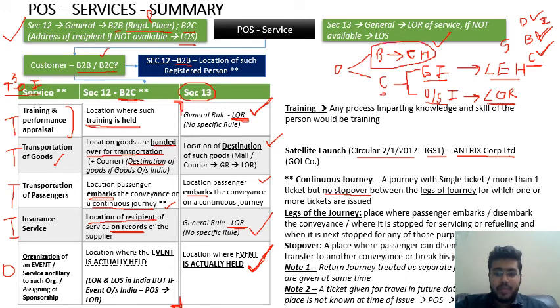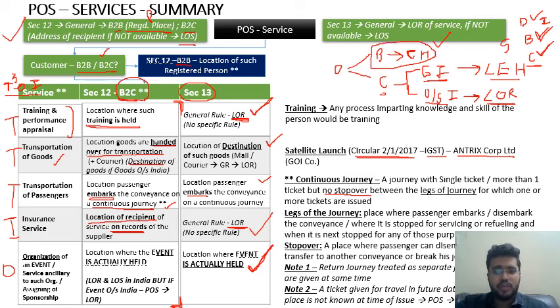Now, the destination of goods we saw when we dealt with B2C, my friends. If you are a B2B person, then the place of supply will be the place where you are registered. That will be considered as the place of supply, irrespective of where the goods are going to go. So this was a clarification given in Circular 2 bar 2017 IGST, right? So I think this is something.